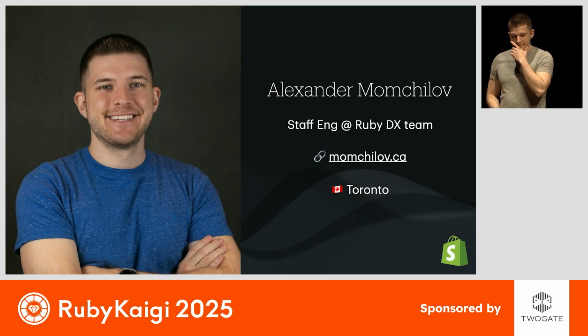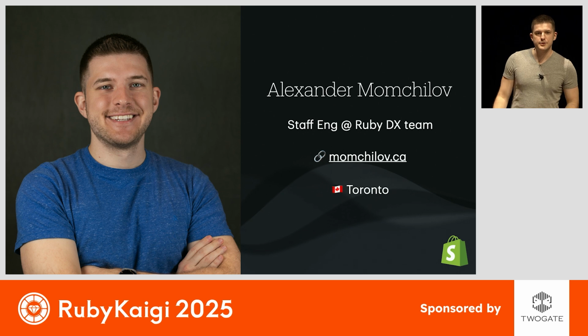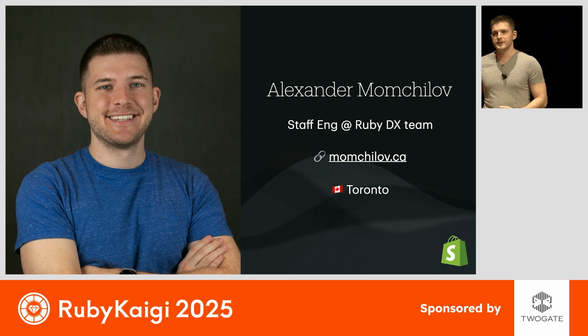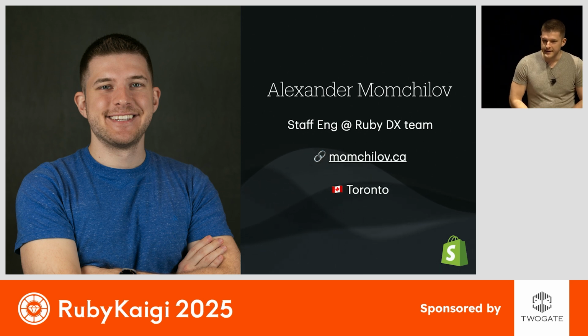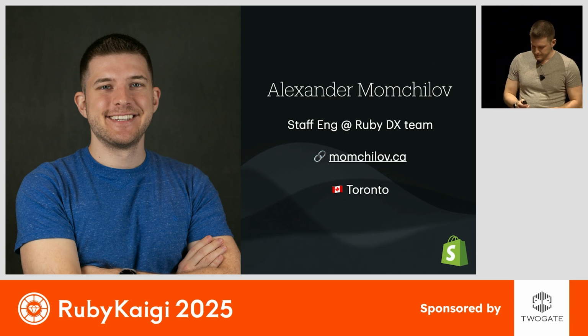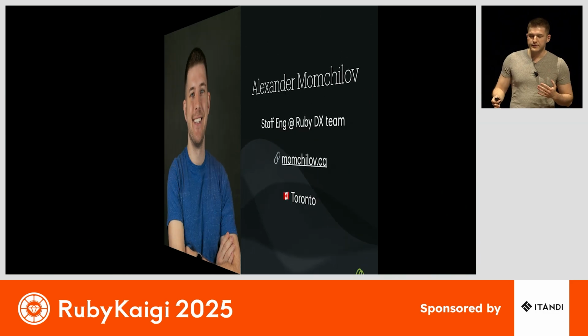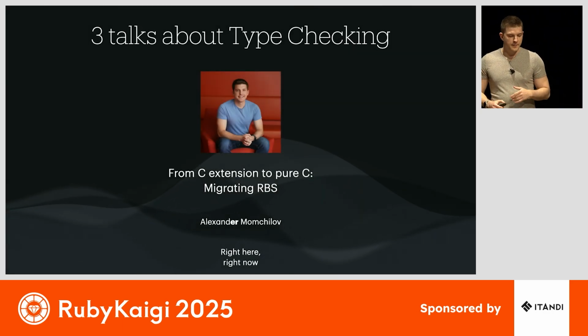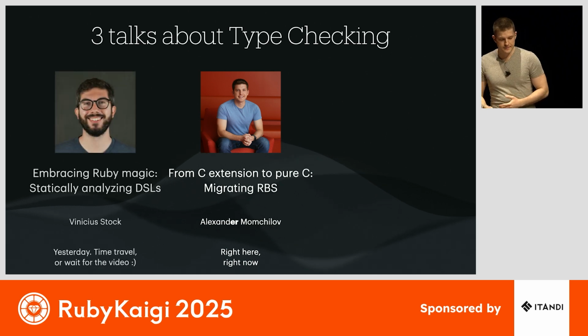Let's jump into it. First, I'll introduce myself. My name is Alexander Momchilov. I'm a staff developer on the Ruby Developer Experience team at Shopify. I flew in from Toronto, Canada, and I'm one of 3 different presentations that my team is giving this year about type checking and static analysis.